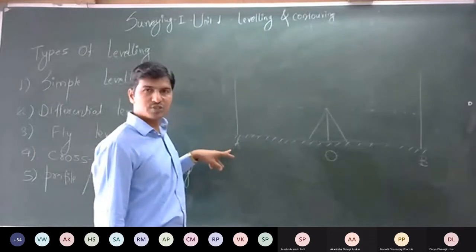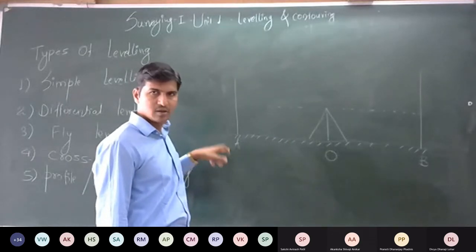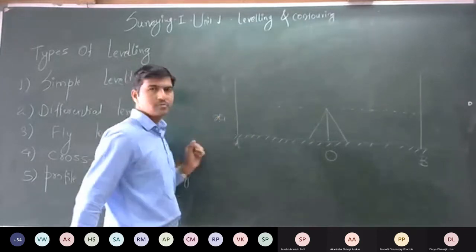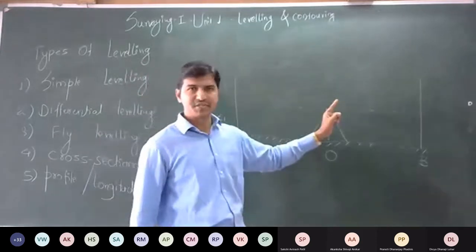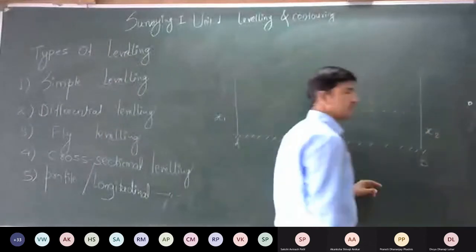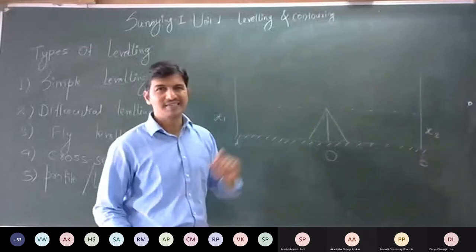Next, I have focused on station A and found the reading. Suppose that reading is x1. Then I have rotated the telescope and bisected point B. Suppose the observation is x2.